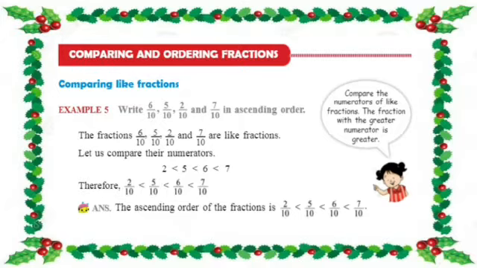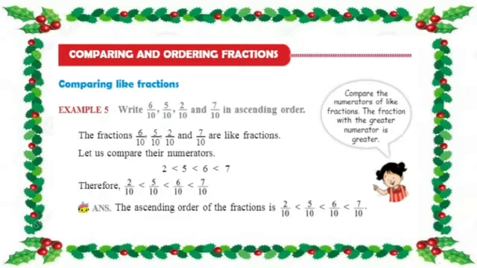Write 6 by 10, 5 by 10, 2 by 10 and 7 by 10 in ascending order. Ascending order means to arrange from small to big. So in the given sum, we could find the denominator to be same. So the fractions 6 by 10, 5 by 10, 2 by 10 and 7 by 10 are like fractions. Let us compare the numerators and arrange from small to big.